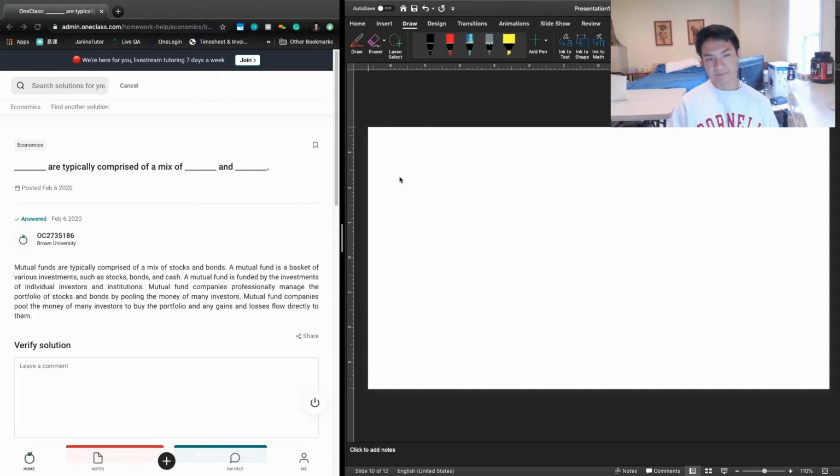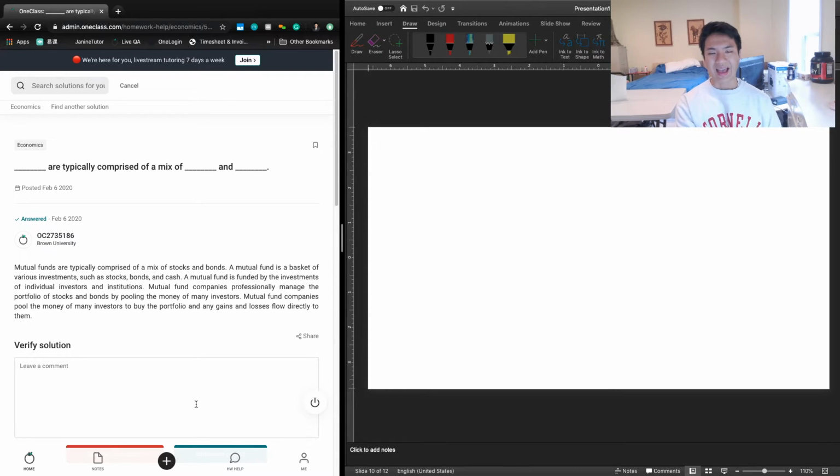So going back to the answer that the previous tutor provided, they're typically comprised of a mix of stocks and bonds, and that's generally true in terms of investing. Stocks and bonds are the predominant types of financial instruments. A mutual fund is a basket of various investments, such as stocks, bonds, and cash. A mutual fund is funded by the investments of individual investors and institutions, right? So you're collecting money of investors. Mutual fund companies professionally manage a portfolio of stocks and bonds by pooling the money of many investors to buy the portfolio, and any gains and losses flow directly to them.